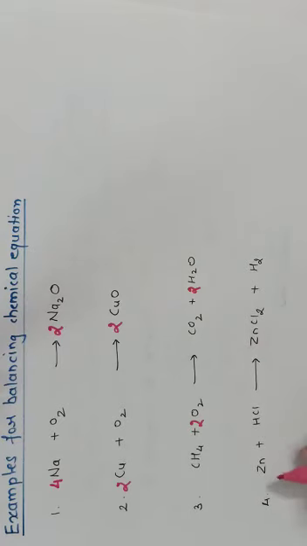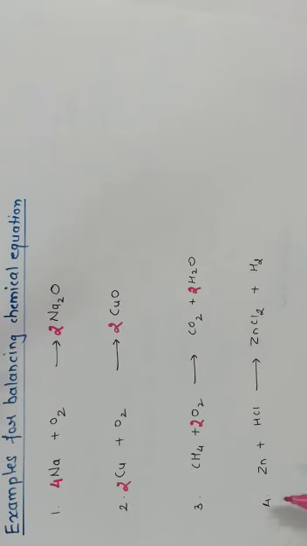Moving on to the next equation: Zn plus HCl gives ZnCl2 plus hydrogen gas. Now in your board exam, the question is straightforward. Balance the following equation. You will be given an equation like this. The skeletal equation will be given to you, and you are supposed to balance it.